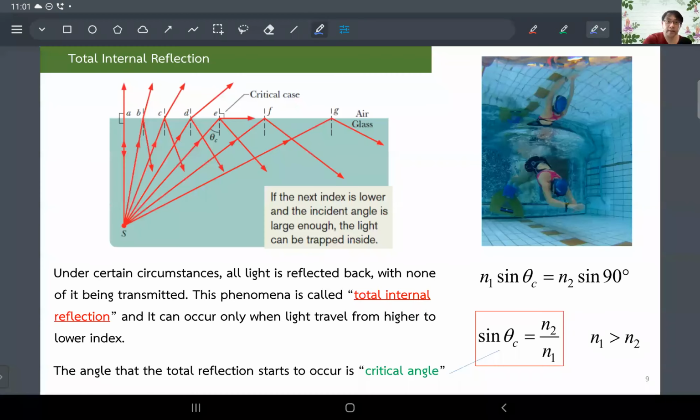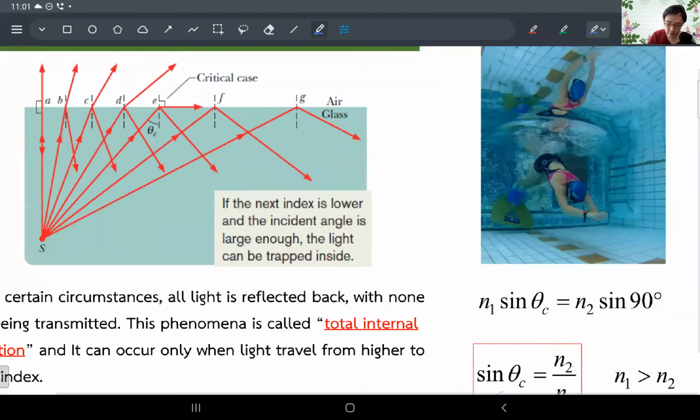Okay, guys, so what we have for you next is the consequence of knowing how Snell's law works. The phenomenon that we are about to talk about here is called total internal reflection. You probably have seen this kind of thing before.